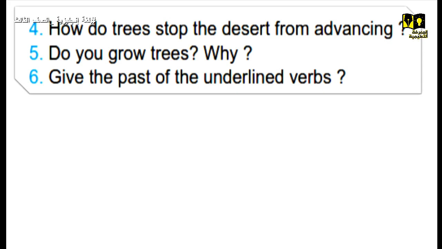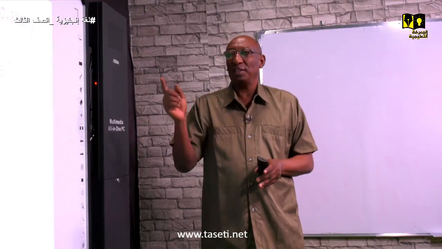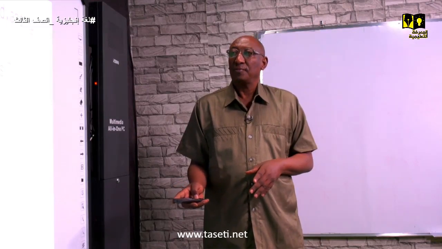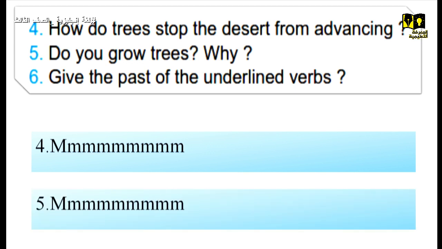For example, the verb go. The past is went. And the past participle is gone. You write them like this, okay? How do trees stop the desert from advancing? And do you grow trees? And give the past. These three questions are for you to answer, okay? And you can check with your parents or relatives at home, and the answer is there in the passage in your book, okay?